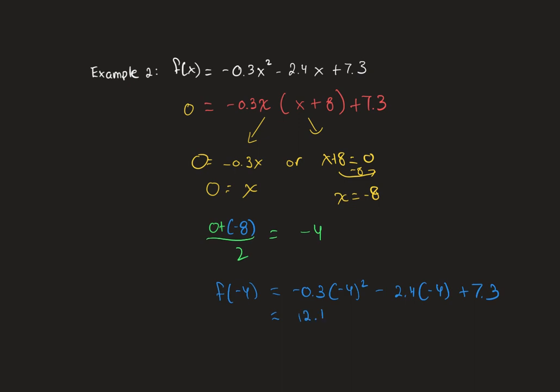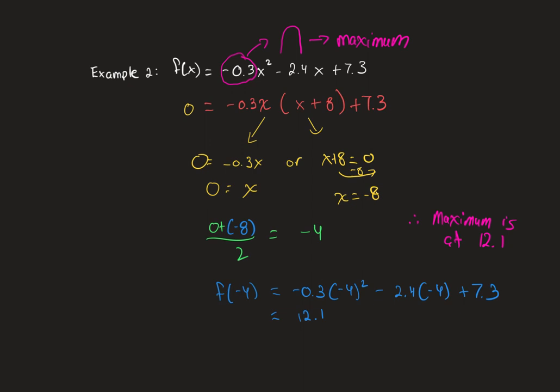Now, 12.1, is that going to be my maximum or minimum? Well, let's use some hot pink here. If I'm using hot pink, I'm going to be circling this a value here. It's negative, which means my quadratic is going down, in which case I have a maximum. So therefore, my maximum is at 12.1. And that's the second example.